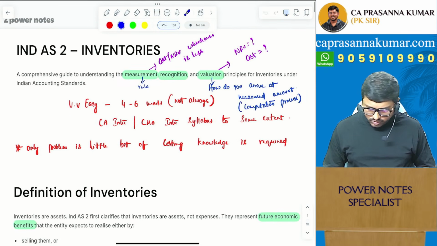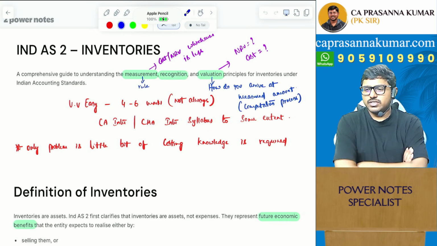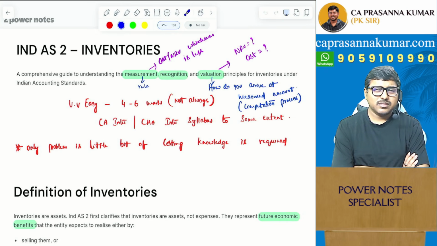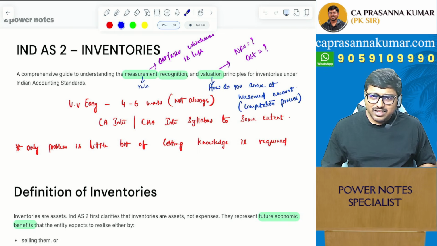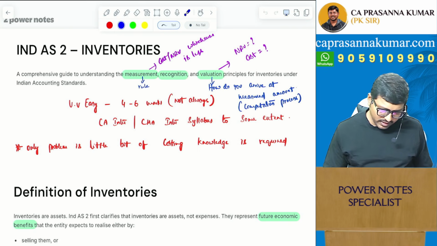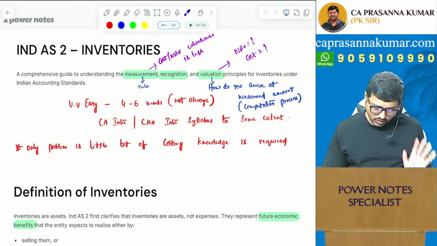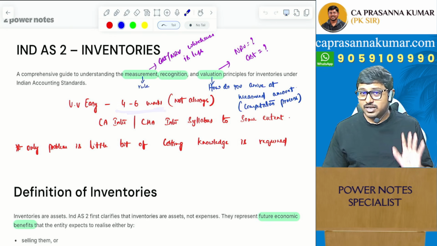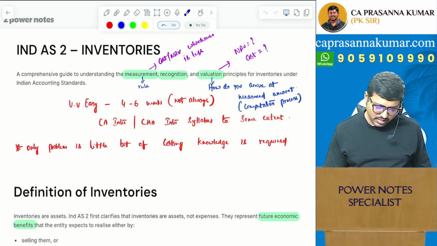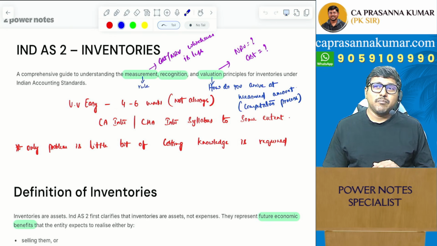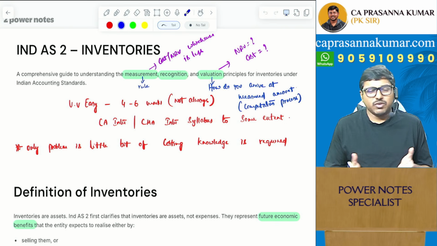All right, Nana. So we're gonna start with Ind AS 2 inventories. Now, many times people feel that this is not that important. Okay. Now, my analysis is a bit different. What I feel is it's pretty easy. 4 to 6 marks, if at all it comes in the examination. But there is no mandatoriness in the sense it will not come every single time.